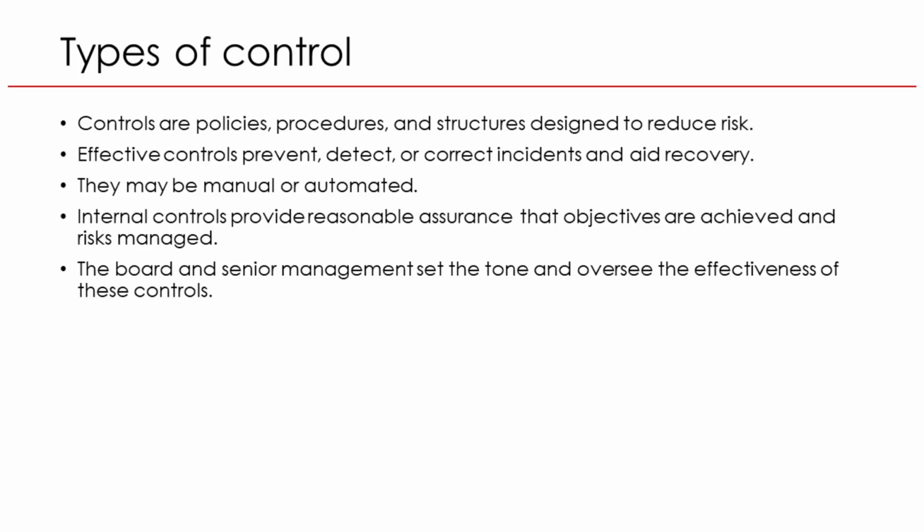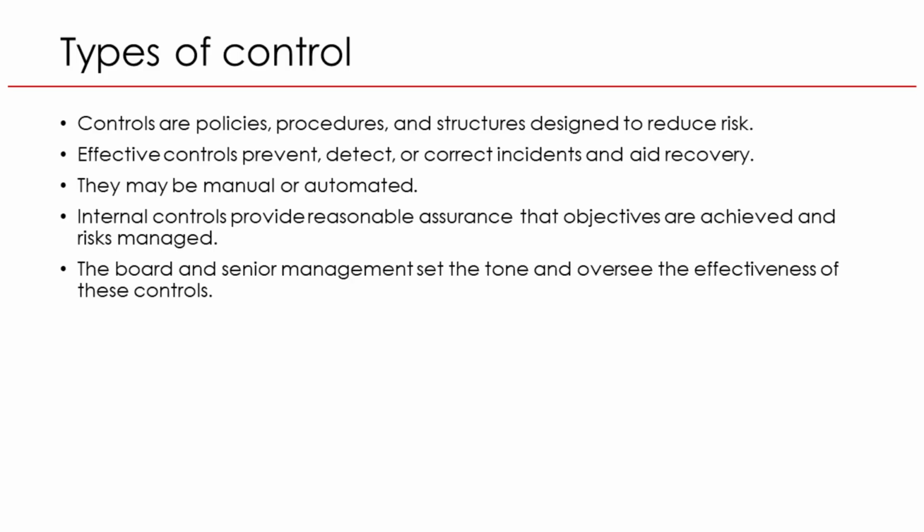Controls are the rules and measures an organization uses to manage risk and achieve its goals. They include policies, procedures, and structures that guide how work is done. Effective controls can prevent problems, detect issues, and help recover when things go wrong. For example, a password policy prevents unauthorized access, while data backups help restore lost files after a system crash.